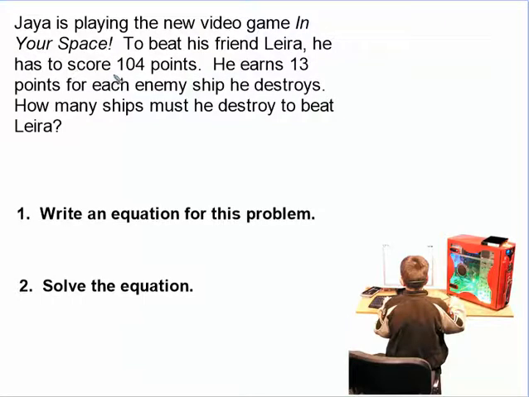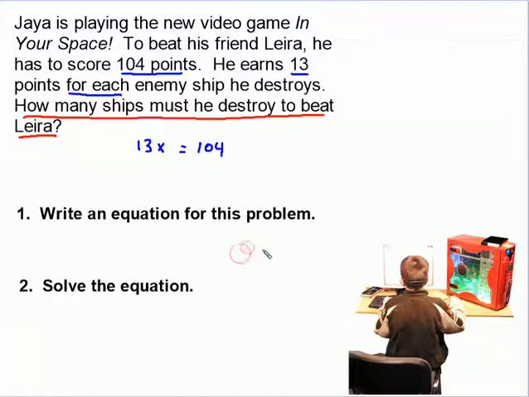One last problem. Jaya is playing the new video game In Your Space. To beat his friend Leira, he has to score 104 points. He earns 13 points for each enemy ship he destroys. How many ships must he destroy to beat Leira? That is our question. Now, we know he has to score 104 points. And we know that he earns 13 points for each enemy ship he destroys. When we see for each, we know this is going to be multiplication. For every one of them, he's going to get 13 points. So we're going to have 13 times something, and it needs to equal 104. That is our equation. 13x is equal to 104.